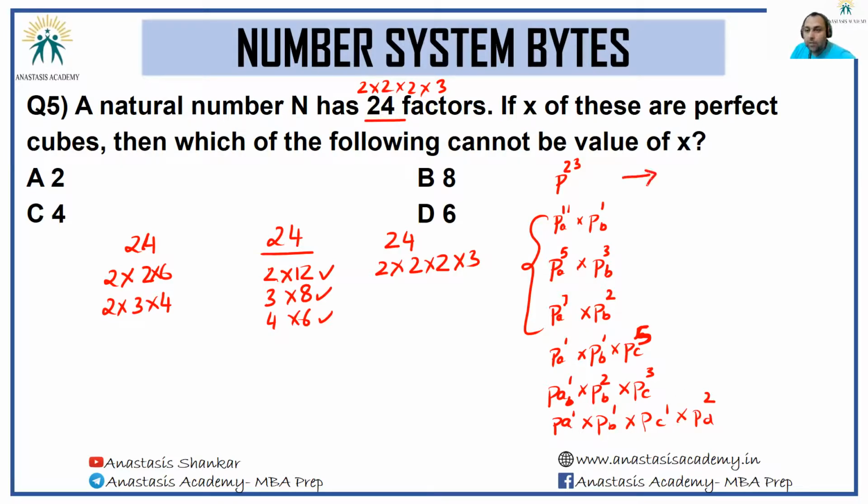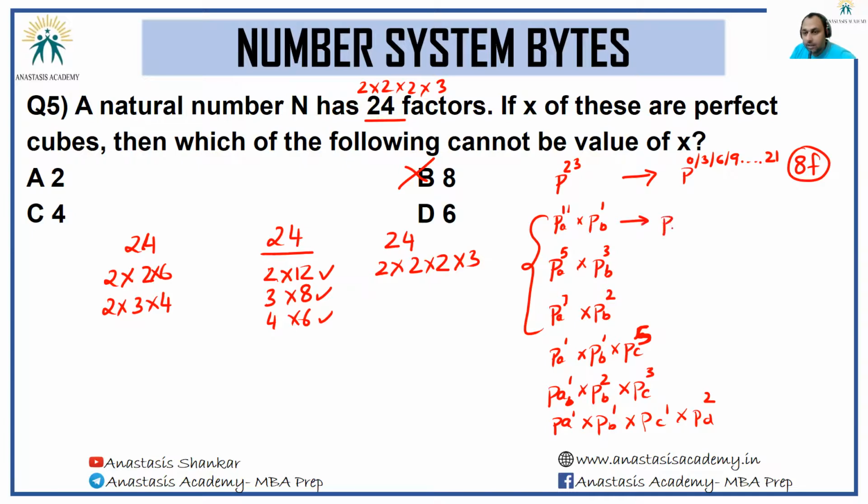So let's see how many perfect cube factors we have here. Then which of the options, if X of these are perfect cubes. So in each of these cases, we simply have to identify how many perfect cube factors we can have. P can have powers from 0, 3, 6, 9, and so on, up until 21. So we will have 8 factors in this case. 8 factors would be perfect cubes. So option B is eliminated.